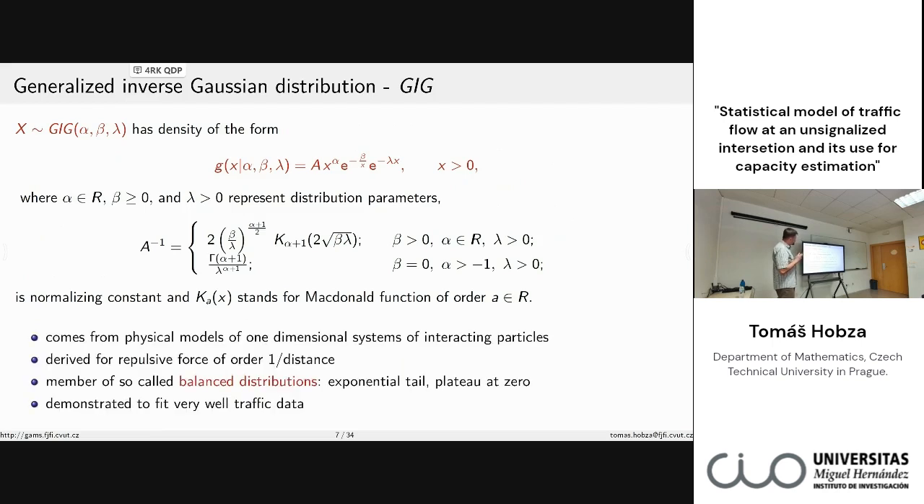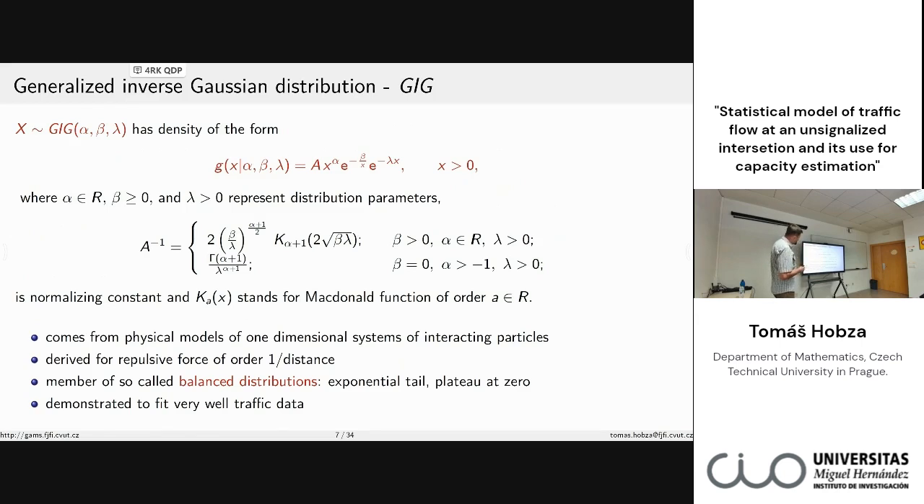And an important thing is that this distribution didn't fall from the sky. My colleagues used a physical model. If they model one-dimensional interacting particles, and if you assume that there is a repulsive force between the particles and the order of the force is one over distance, then this distribution appears from the physical model. So it corresponds to moving objects and to measuring the distance between them. So it has three parameters, which is good, and it also has some physical background.